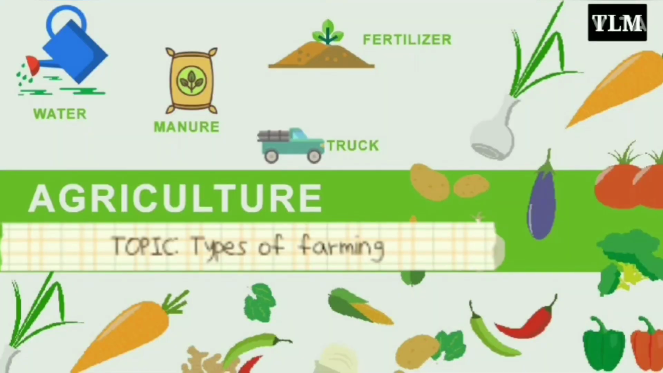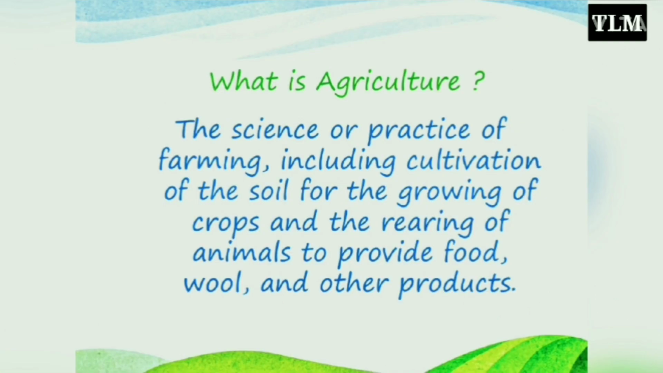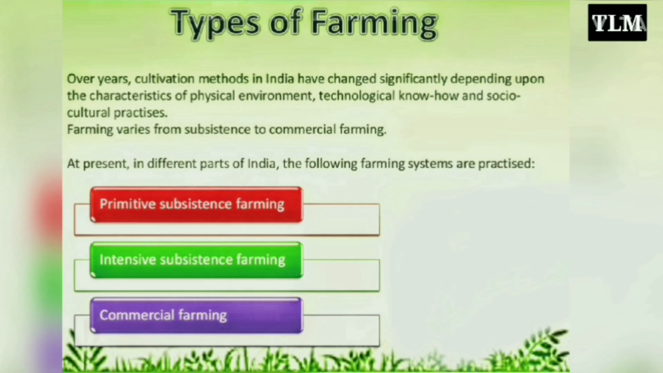Today I have made a TLM on chapter agriculture and my topic is types of farming. Now what is agriculture? The science or practice of farming including cultivation of soil for growing of crops and the rearing of animals to provide food, wool and other products is called agriculture. Come to types of farming.